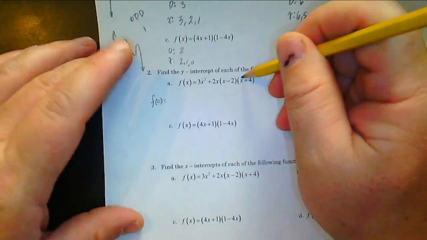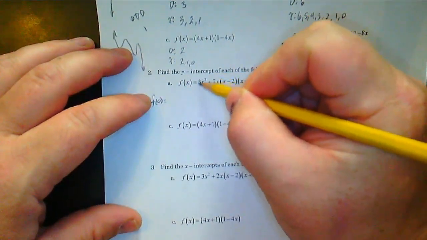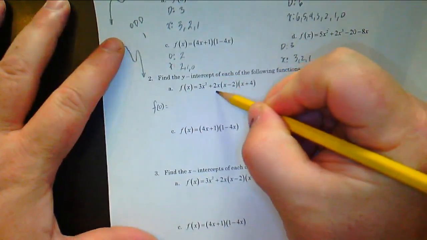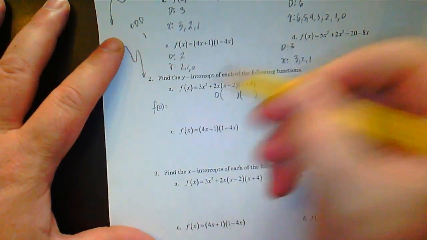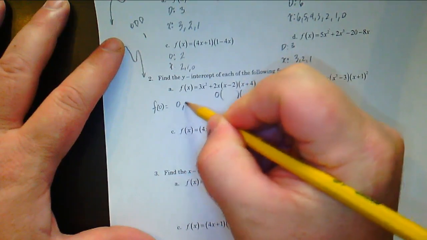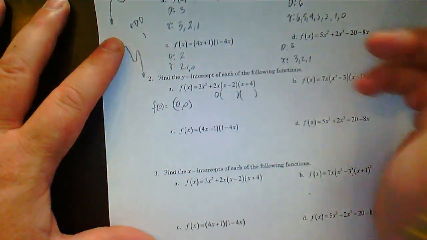And here's why I know that right away. If I put a 0 for x, that's a 0. No problem, right? But if I put a 0 here, it's going to be 0 times something else. 0 times anything is 0. So the y-intercept is like that.